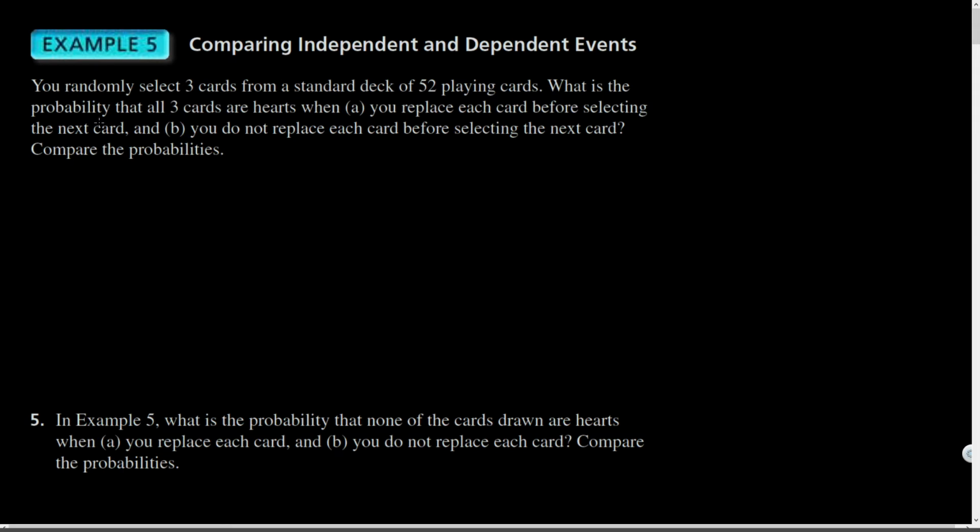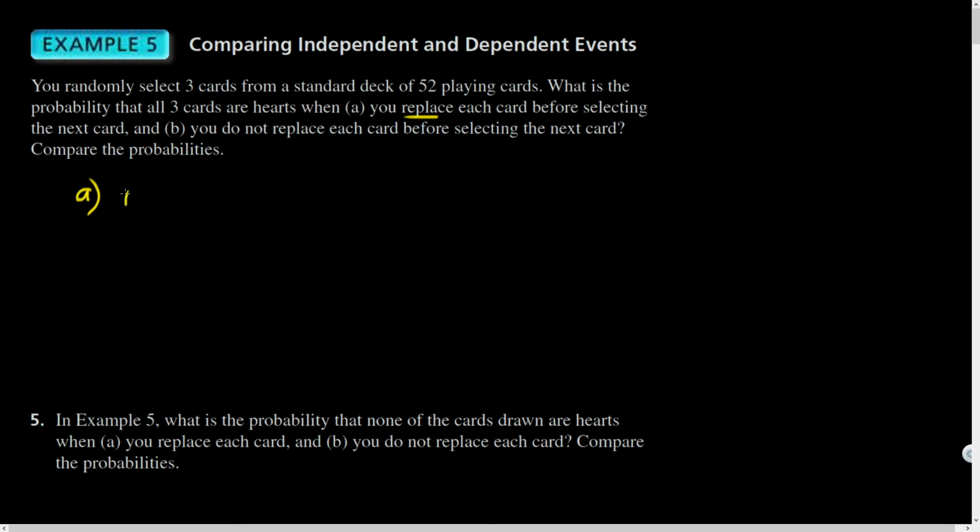Here's example 5 from your Big Ideas Math Algebra textbook. You randomly select 3 cards from a standard deck of 52 playing cards. What is the probability that all 3 cards are hearts? And then there are 2 scenarios. One is with replacement.